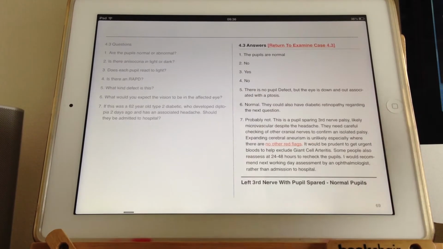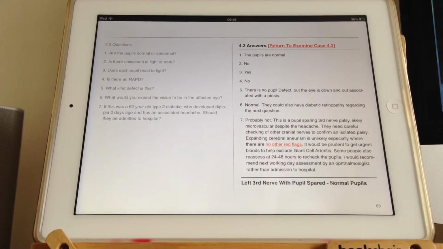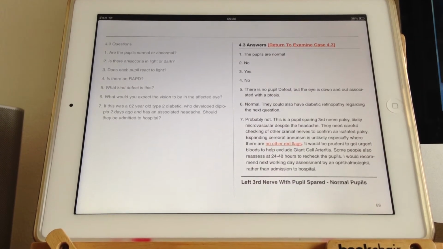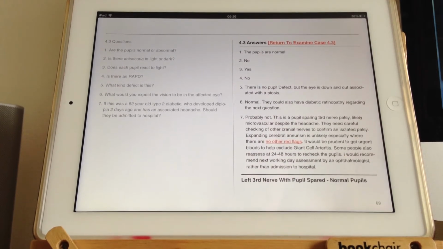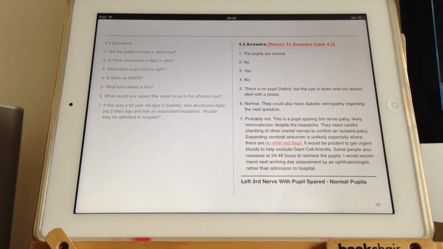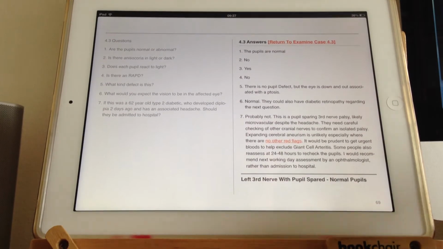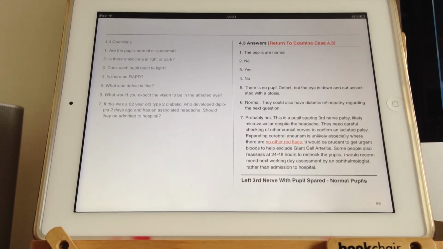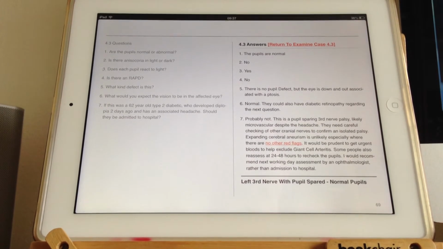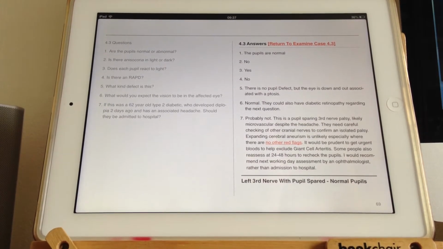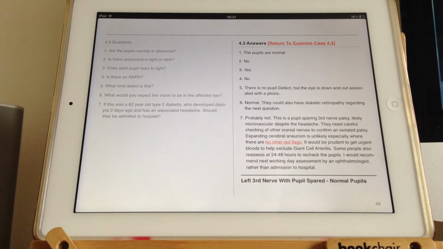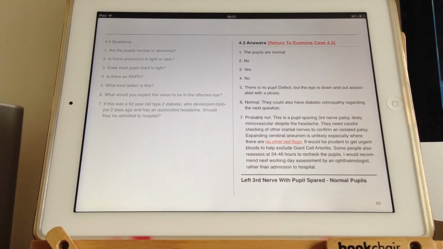Okay, well that's a bit of a tricky question, but the answer I've put here is that they're probably not, because it's a pupil sparing third nerve palsy. The pupil's not affected, and in a 60-something-year-old diabetic that's likely to be microvascular. So it says here that they need a very careful examination of the other cranial nerves to confirm an isolated palsy, and we've already shown that the pupils are not affected.